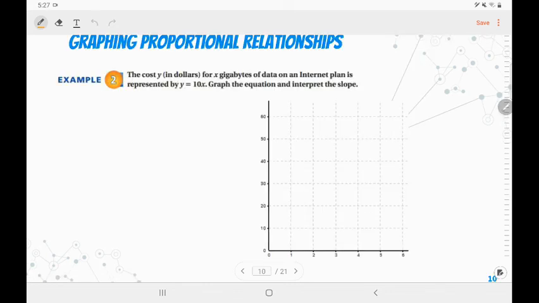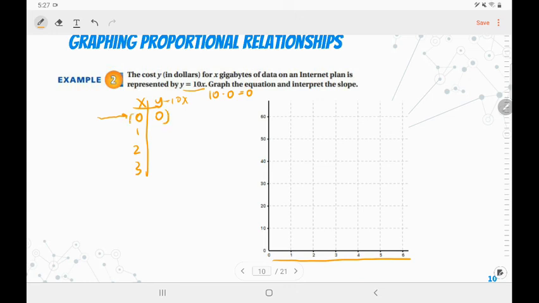The cost y in dollars for x gigabytes of data on the internet plan is represented by the equation y equals 10x. Graph the equation. So I'm going to make a table, x and y. Notice my x goes 0, 1, 2, 3, 4, 5, 6. So 0, 1, 2, 3, I think 4 points is enough to make a line. And we're going to use our equation. So it says y equals 10x. So to fill out this row, for an input of 0, 10 times 0 equals 0. So I would put a 0 in this line.